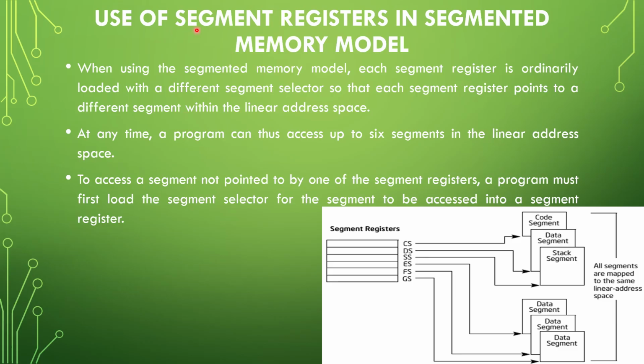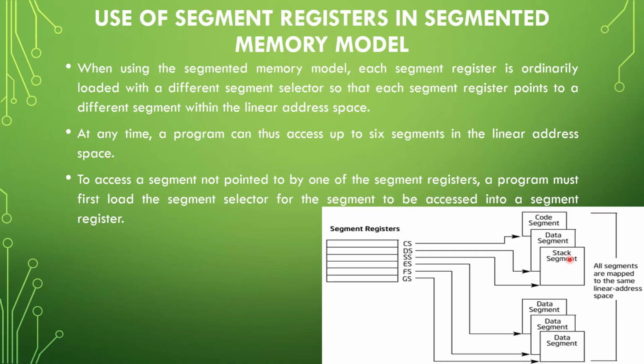Now, when it comes to the segment registers in the segmented memory model, as you can see, the entire linear space is divided into code, data and stack. Whenever we use a segmented memory model, each segment register is ordinarily loaded with a different segment selector, so that each segment register points to a different segment within the linear address space. All segments are mapped to the same linear address space, and the code, data and stack have been segmented there.